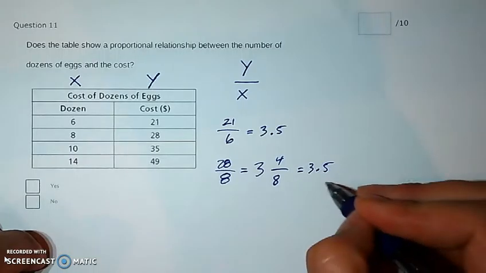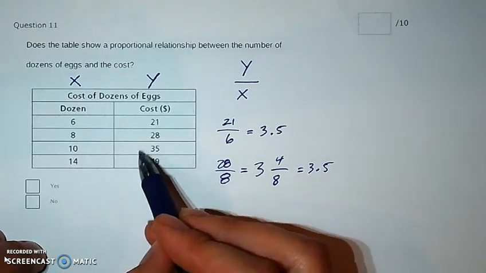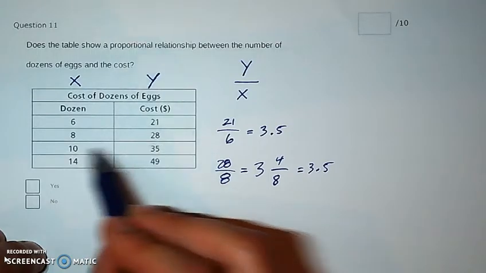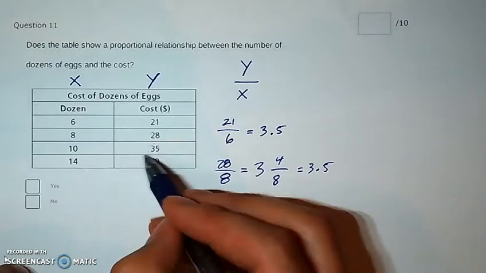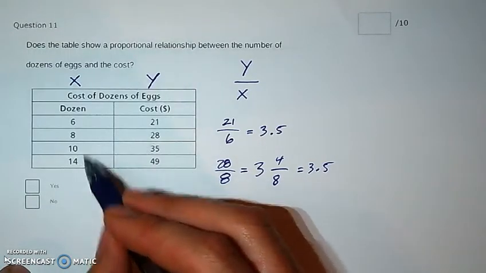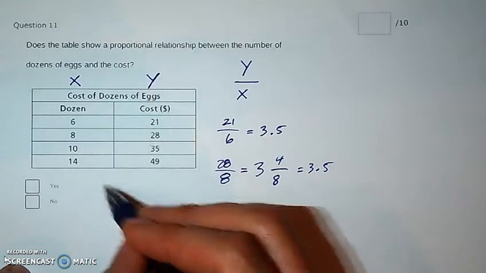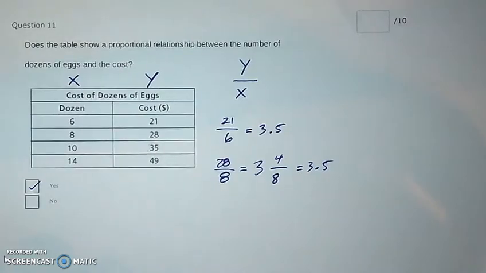And I could do this for the rest of these, but you essentially need to make sure that this relationship of y divided by x is 3.5 for the entire table. And if you do that, you'll find the answer is yes. 35 divided by 10 is 3.5, and 49 divided by 14 is also 3.5. So that is a big old yes.